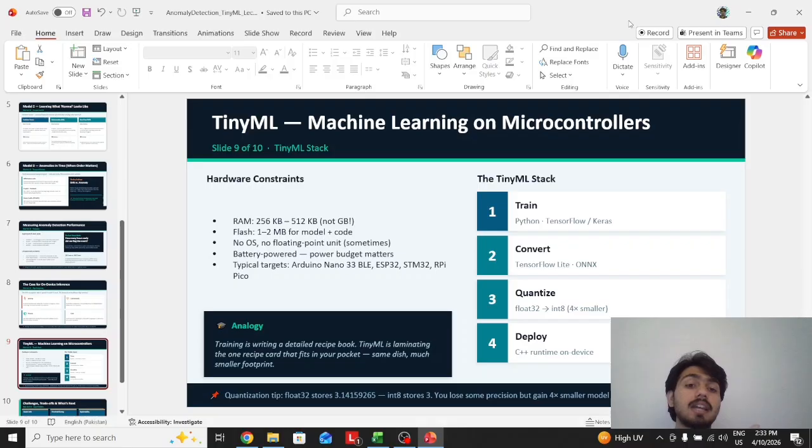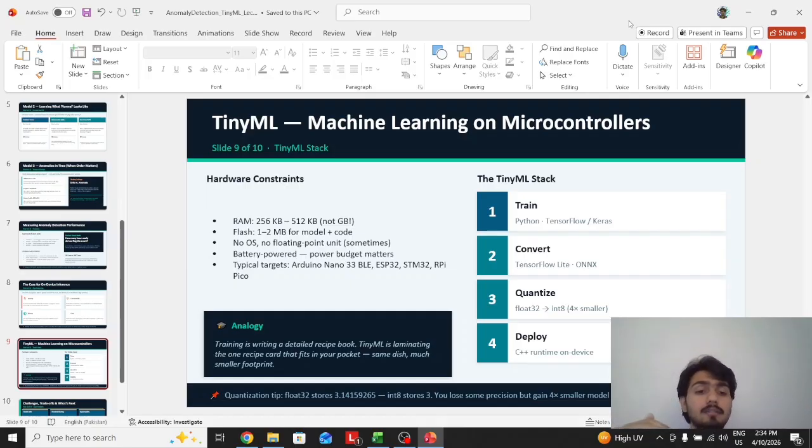So the TinyML stack: you train the model, you convert it, you quantize it. Now quantization is a big part of these things. Here's a tip as well: float 32 stores 3.1415, int 8 stores 3. Now you lost some precision in that, but you gain a 4 times smaller model. This is what quantization means. You reduce the size of the model, and what does it cost? It costs you a little bit of the precision that you had before.